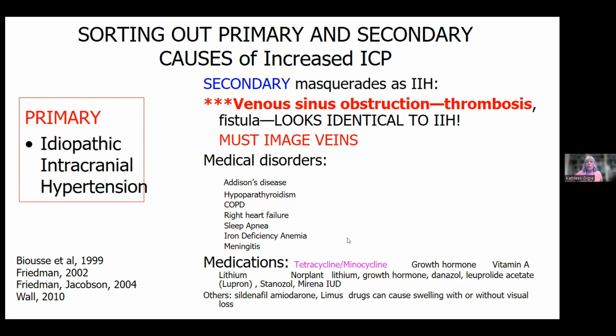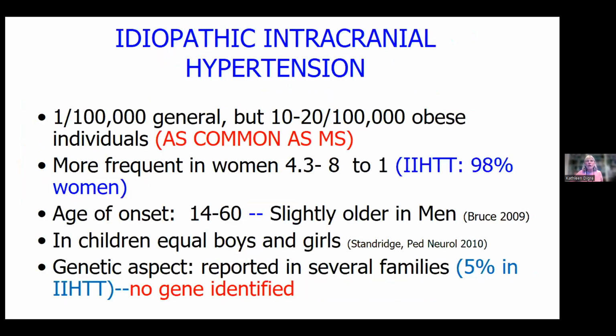Medications have also been known to increase intracranial pressure. The most common one in adolescents is tetracycline, minocycline, because it's given for acne, but also growth hormone, vitamin A, lithium, Norplant, other types of hormonal manipulations can also be involved. Less likely, sildenafil, amiodarone, and other drugs can also be associated with raised intracranial hypertension.